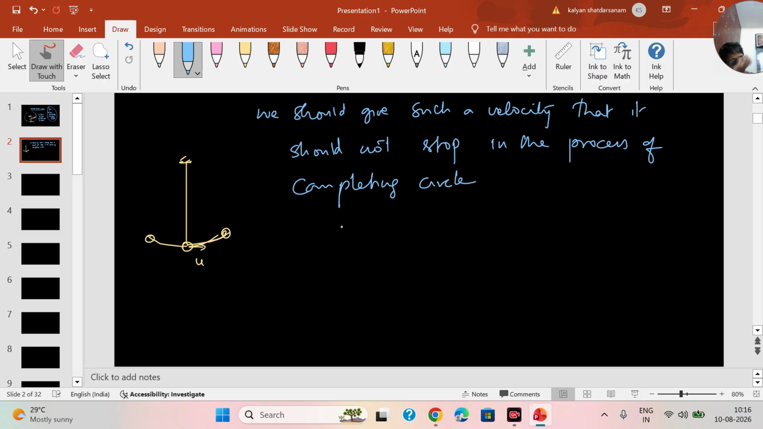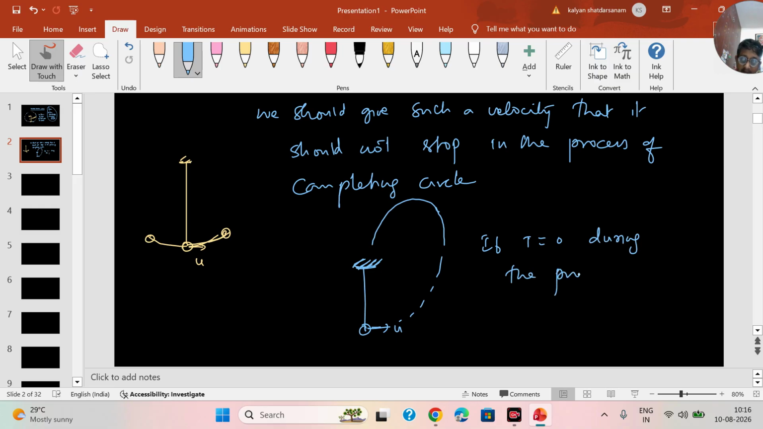There is also another danger. Suppose I gave it some velocity, it will go somewhere, the string becomes slackened, and it then starts coming like this. It is not going in a circular path. Somewhere the tension in the string became zero, and after that the path of the ball is a projectile, because there is no tension, only gravity is there. It's going in a projectile. So if T equals 0 during the process of completing the circle, it won't go in a circle.